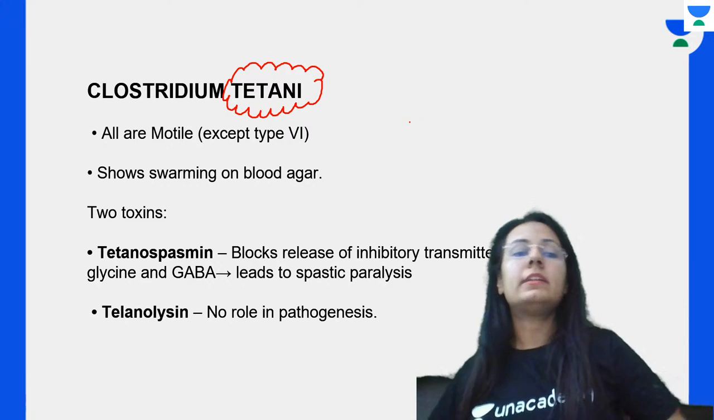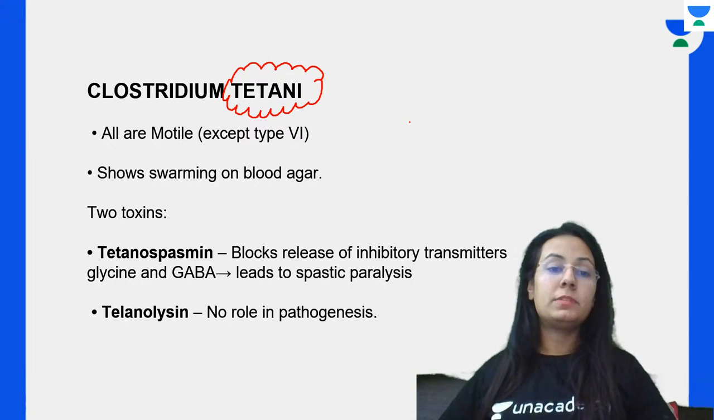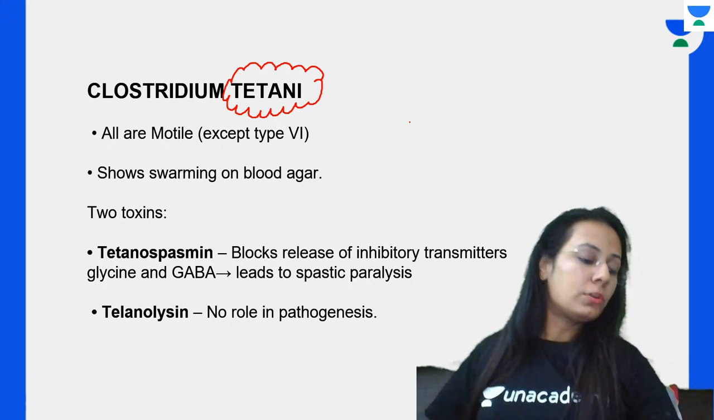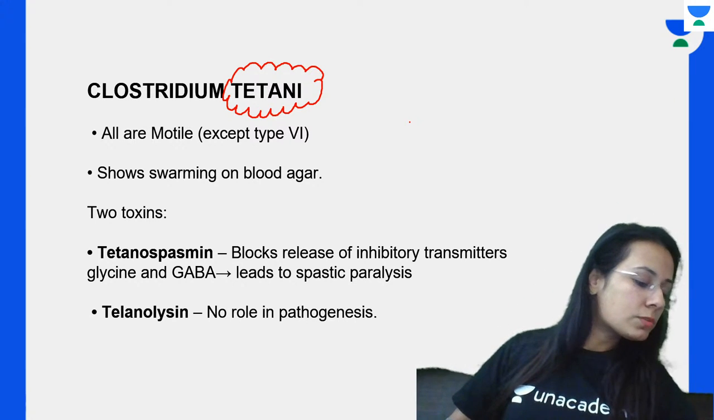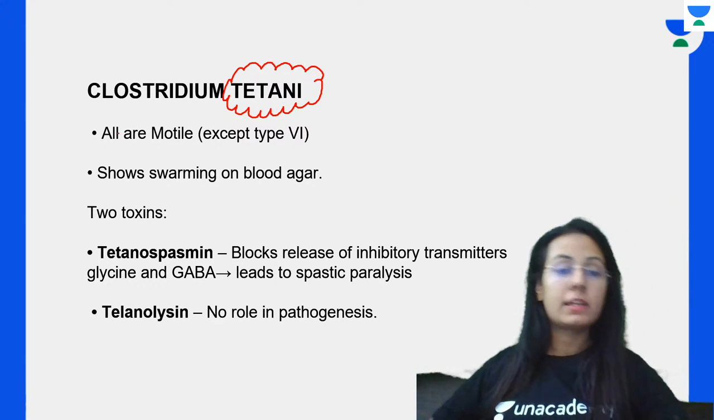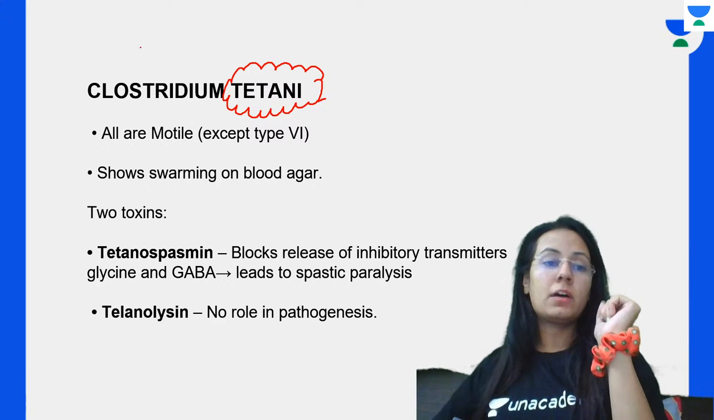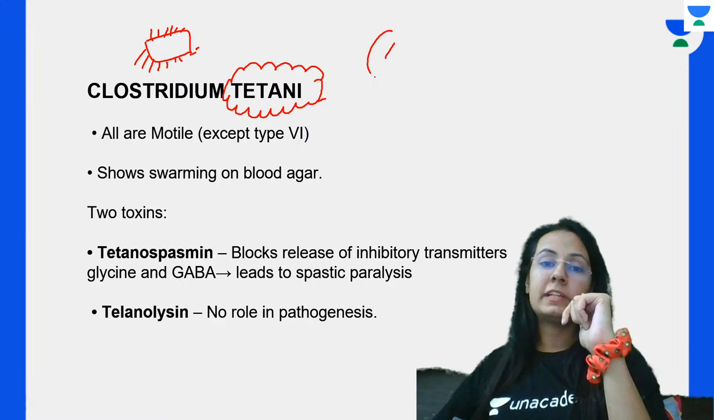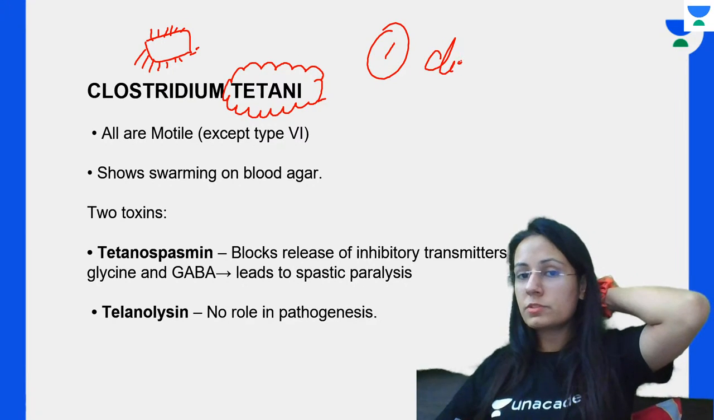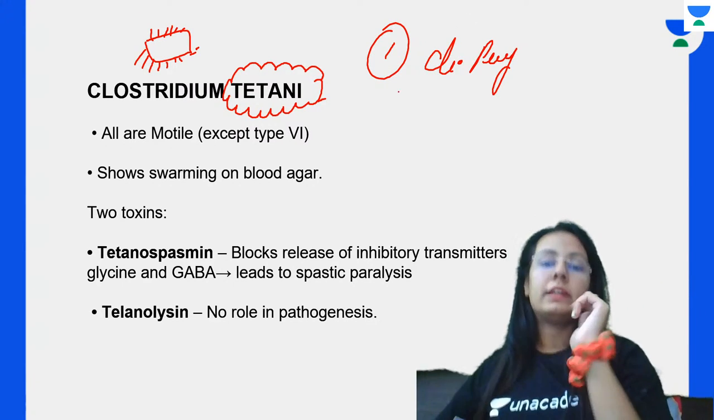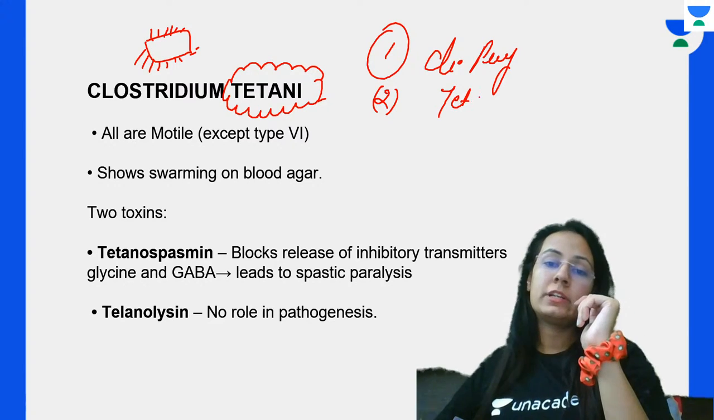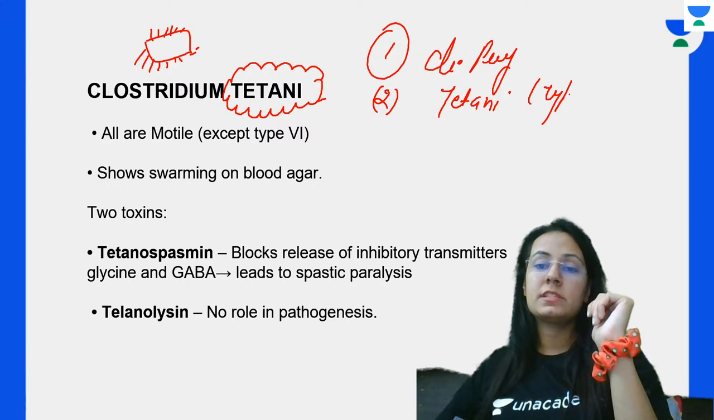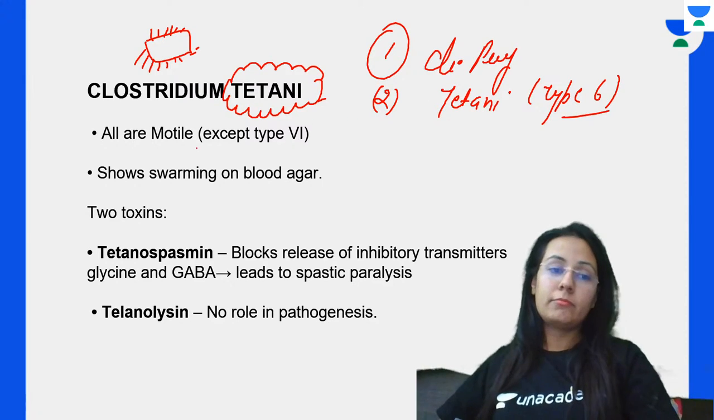They are motile, except type 6. Please remember, Clostridia have peritrichous flagella, that is, they are all motile. But the exception is Clostridium perfringens, which is non-motile. Next is Clostridium tetani, that is type C Clostridium.